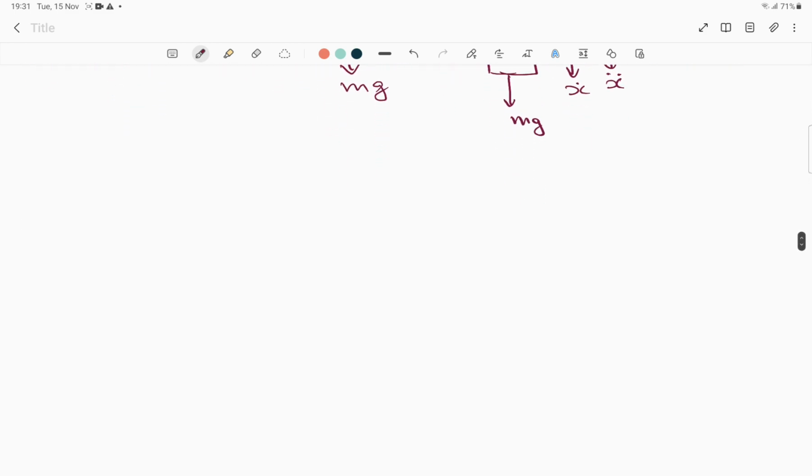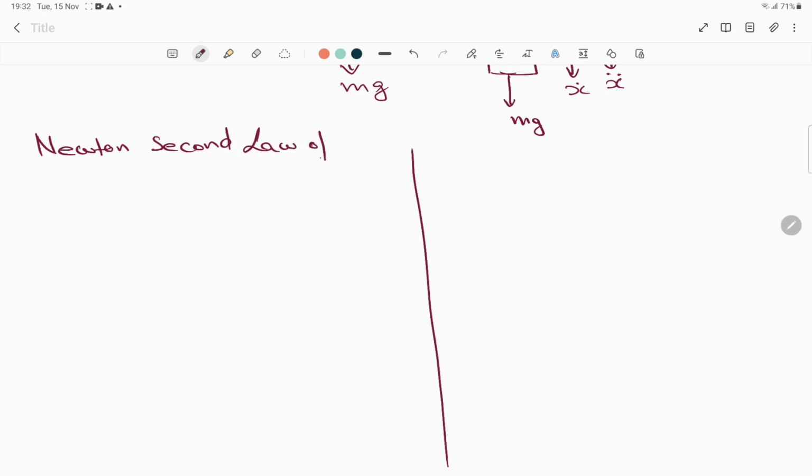So for the system, there are two approaches which you can take over here. One, you can take Newton's second law of motion. Actually there are many approaches which you can take. I am taking only two over here.